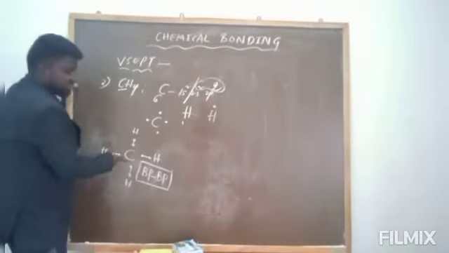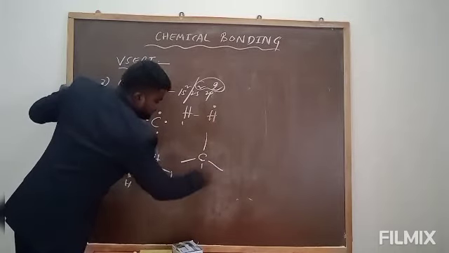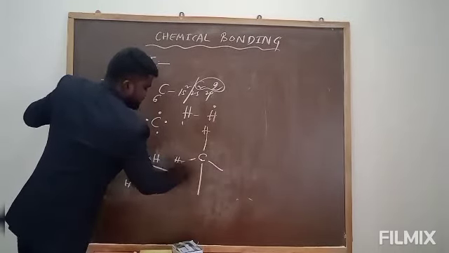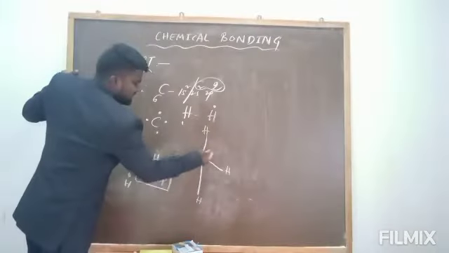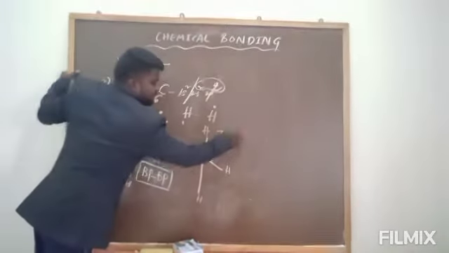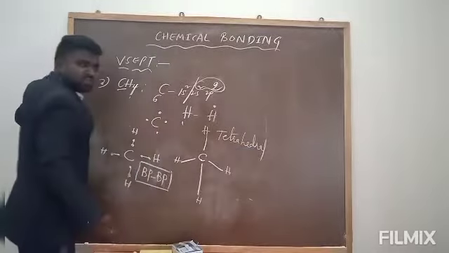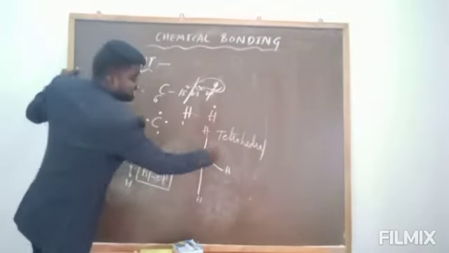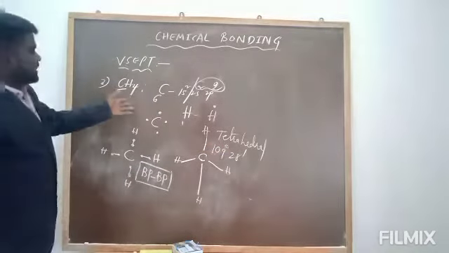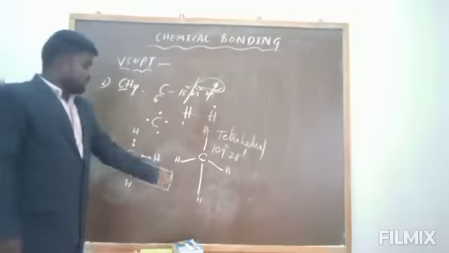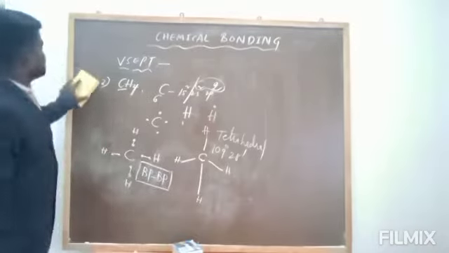So what is the shape of the methane molecule here? What is the bond angle here? Tetrahedral shape. Tetrahedral shape molecules have the bond angle 109 degrees 28 minutes. So this is the methane molecule's shape, and bond pair repulsions are there. Next, the fourth molecule.